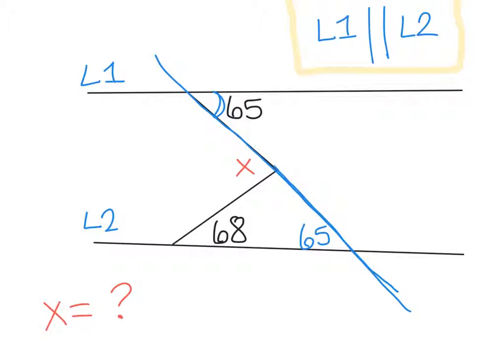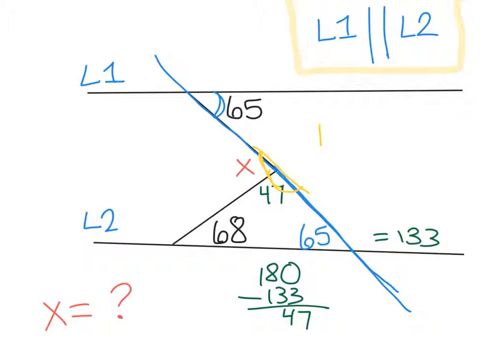Now, we know that a triangle adds up to 180 degrees. So if we have a 65 and a 68 degree angle, we're going to take that sum, which is 133, away from 180. So 180, the whole triangle, minus 133 gives me a measure of 47 degrees. That's great that I got 47, but that's not the angle that the problem is asking me for. It's asking me for angle X.